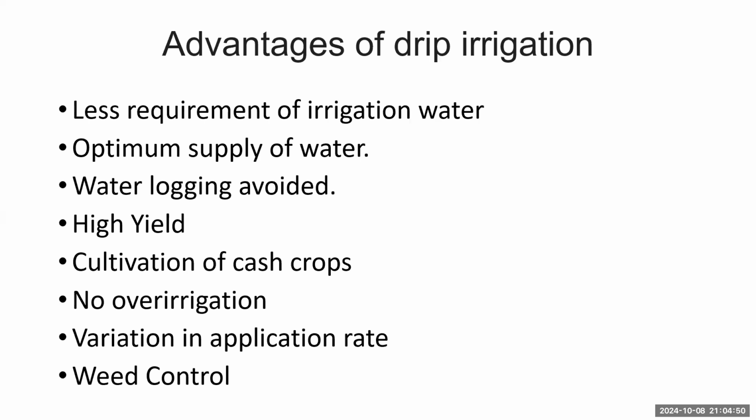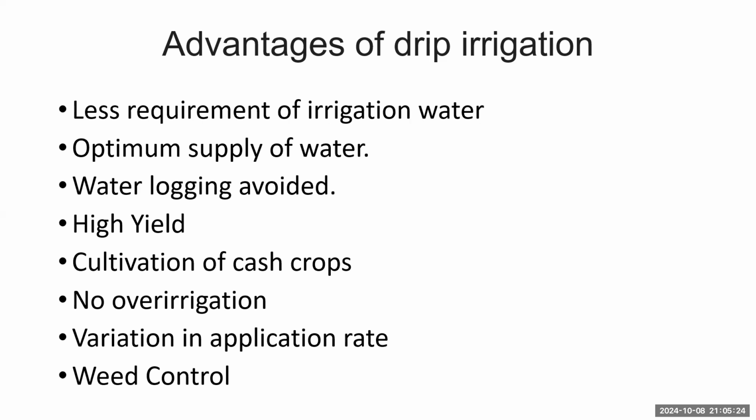As we have discussed, there is less requirement of irrigation water, as water is applied in the root zone of the crop directly. That's why no water is wasted in a conveyance system. Optimum supply of water is possible. We can control the discharge through the emitter and decide how many liters of water are required for every watering, and accordingly we can maintain the discharge through the dripper. That is the meaning of optimum supply of water.